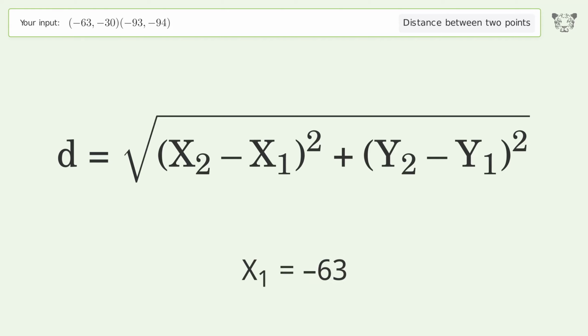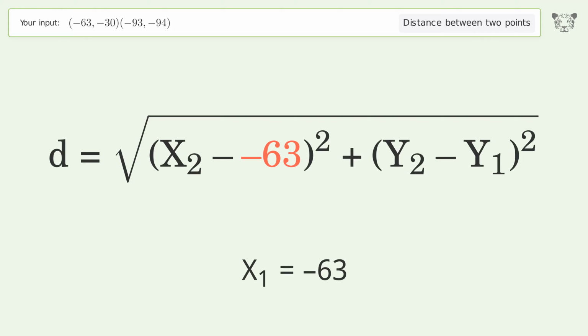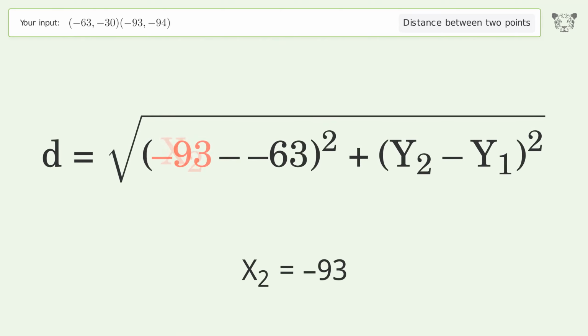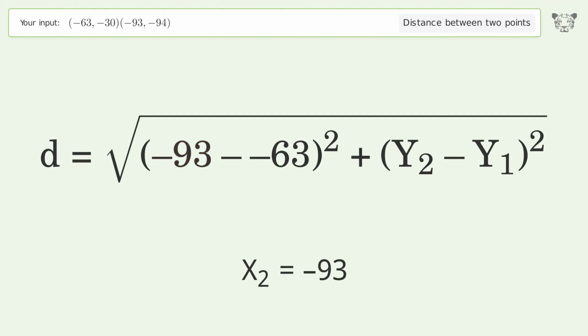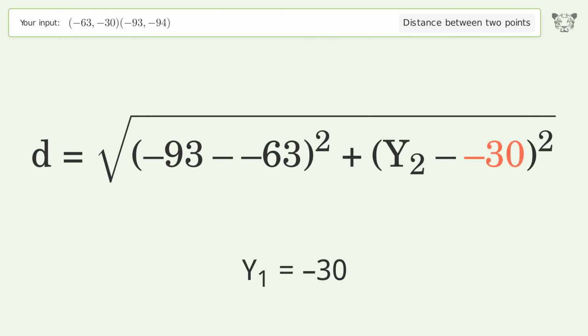x1 equals negative 63. x2 equals negative 93. y1 equals negative 30. y2 equals negative 94.